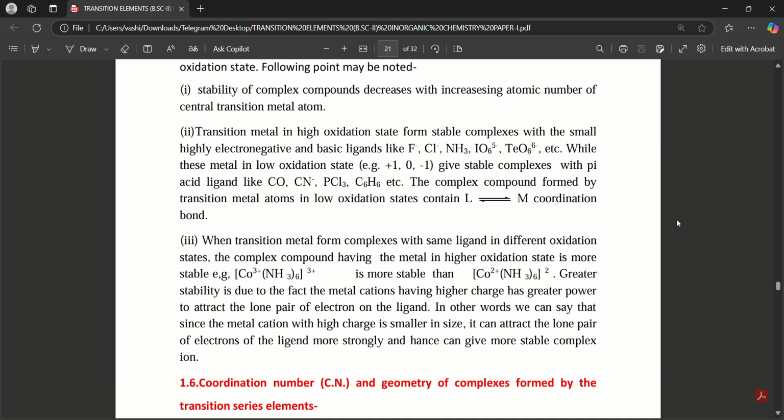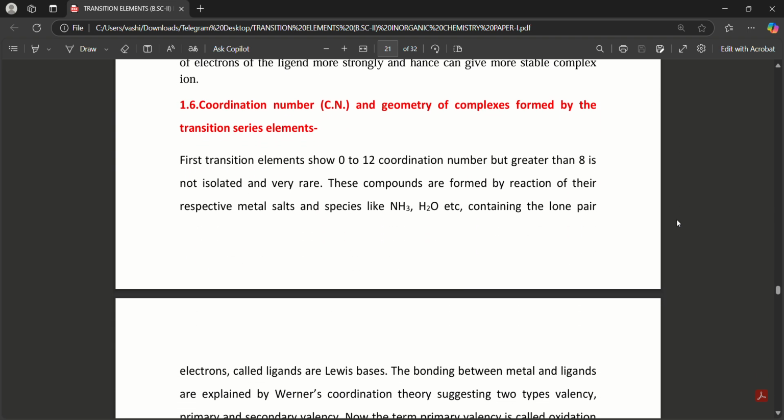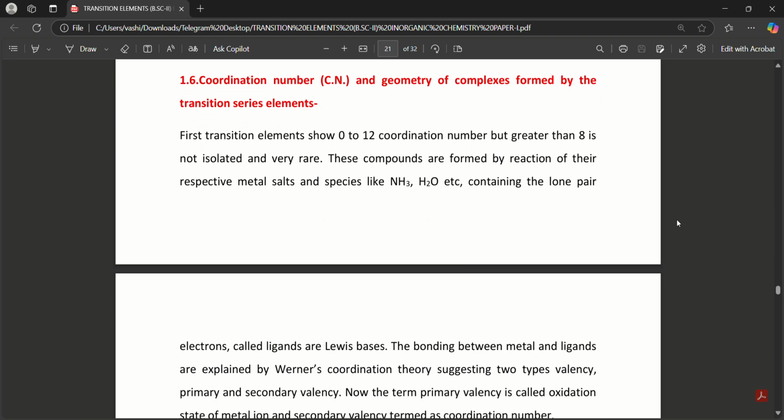Greater stability is due to the fact that the metal cation with higher charge has greater power to attract the lone pair of electrons on the ligand. In other words, since the metal cation with high charge is smaller in size, it can attract the lone pair of electrons of the ligand more strongly and hence can give a more stable complex ion.